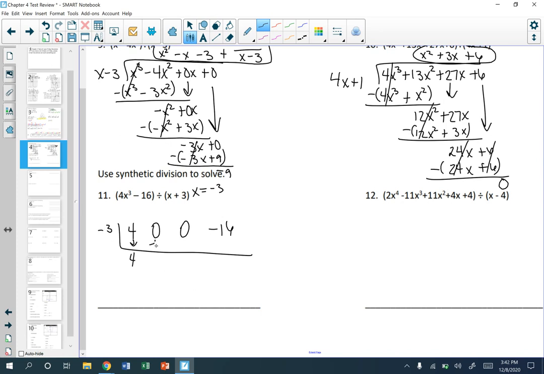4 times negative 3 gets me negative 12. Add to get negative 12. Negative 12 times negative 3 is 36. I add. 36 times negative 3 is negative 108. Add those to get negative 124. Now remember this last number here is my remainder.